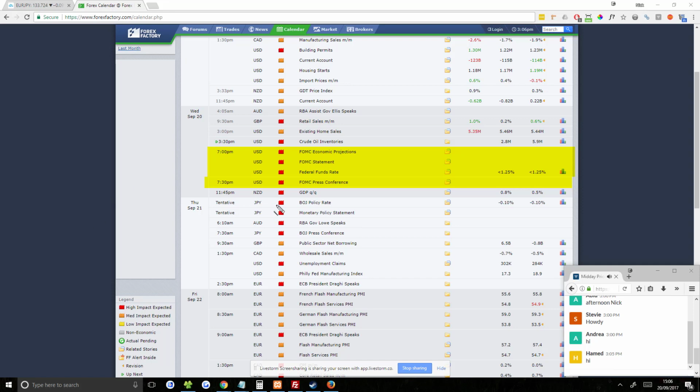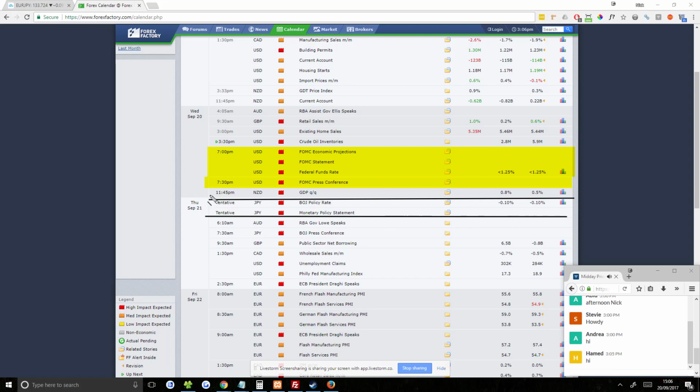The next thing that's worrying is the BOJ interest rate announcements and statements, etc. See, these ones, they don't have an exact time. They never do. They're tentative. But it's probably going to be around 3, 4 a.m., something like that, UK time. Now, that one is a lot more worrying. So we just need to see how this plays out. I'm gonna be very cautious with this.